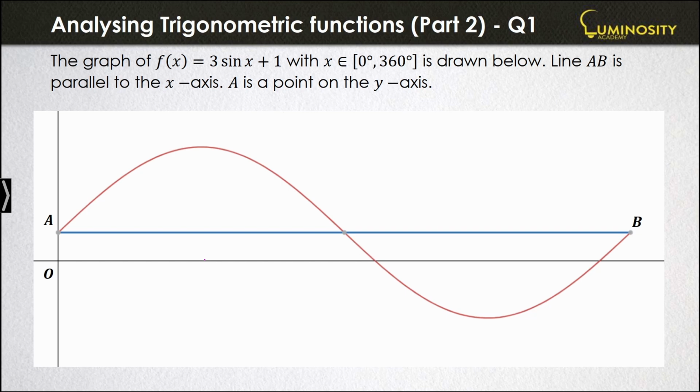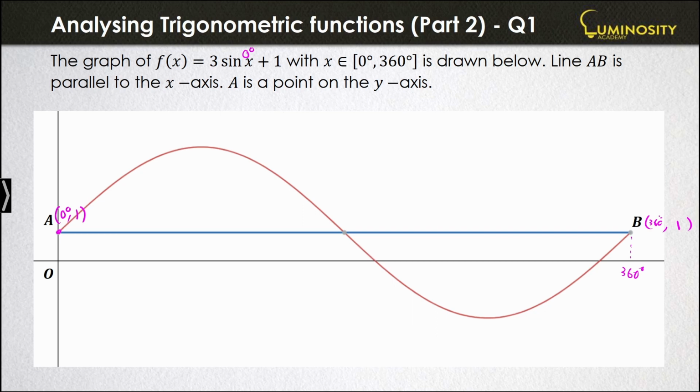So A is here on the y-axis, so that's a y-intercept. When x is 0 degrees, if we plug that in here, sine of 0 degrees is 0, times 3 is 0, plus 1. So the coordinate of A is (0 degrees, 1). And because AB is parallel to the x-axis, we expect this y value also to be 1. So the endpoint here should be 360 degrees based on the given domain. If you put 360 degrees there, you'll see that sine of 360 is 0, so that does make sense because we have 0 plus 1.